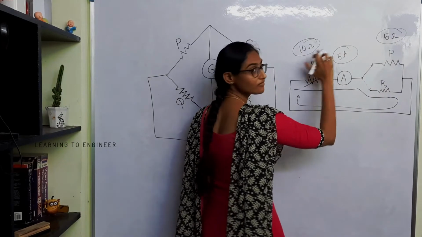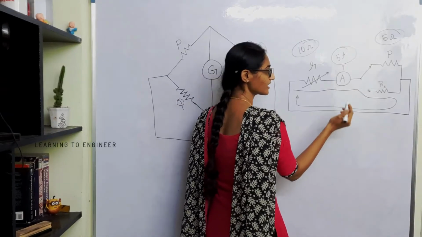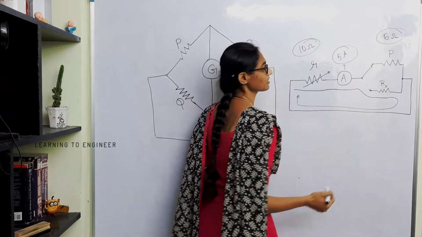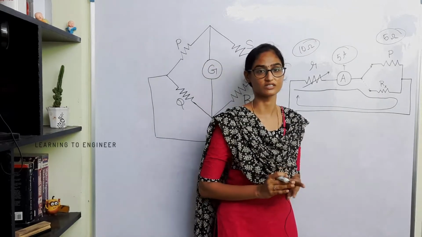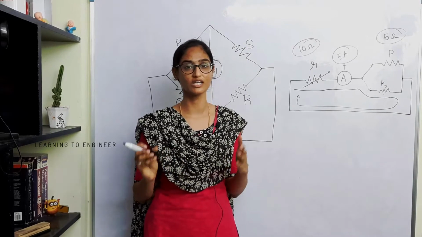When you are connecting 15 ohm in this loop, 5 ampere is flowing, and then when you are connecting the resistance Rx, then also 5 ampere is flowing. So now you can easily find out the unknown resistance. So this is the basic idea of finding the unknown resistance by any bridge.